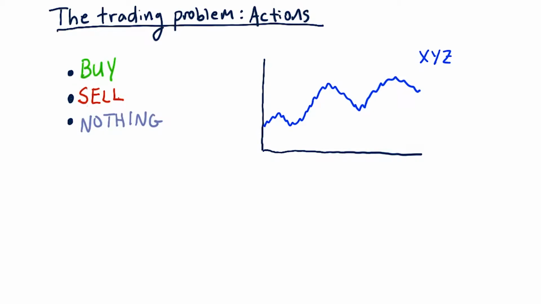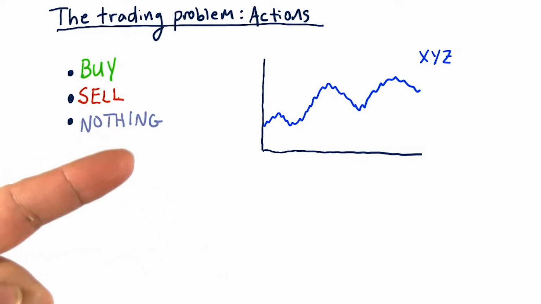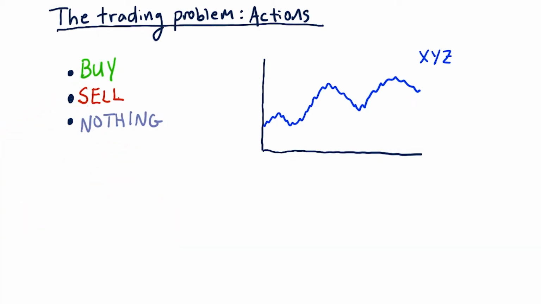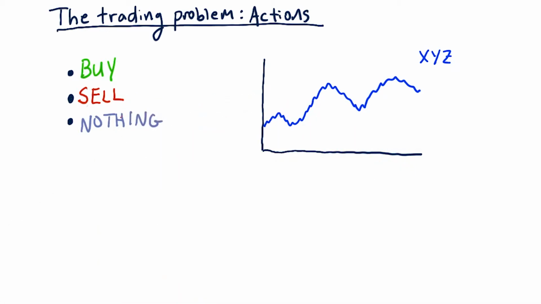Okay, now that you have a basic understanding of Q-learning, let's consider how we can turn the stock trading problem into a problem that Q-learning can solve. To do that, we need to define our actions, we need to define our state, and we also need to define our rewards. Let's start here first with actions. It's actually pretty easy. We just have three actions: buy, sell, or do nothing.